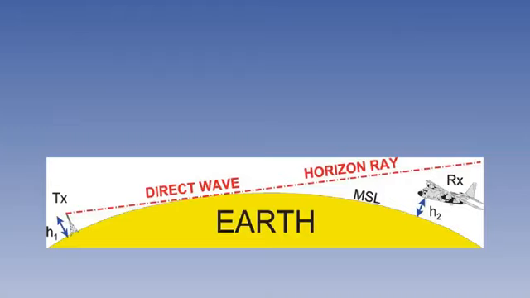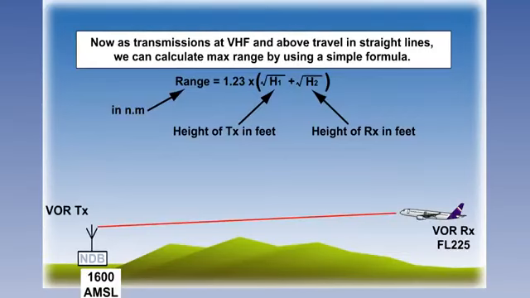There is some atmospheric refraction, which causes the radio waves to bend towards the Earth, and this does increase the range slightly beyond the geometric horizon. But, as radio frequency increases, refraction reduces. The range of a space wave can be calculated by this formula. Range in nautical miles is 1.23 times the sum of the square roots of the height in feet of the transmitter above the ground and the height of the receiver in feet.